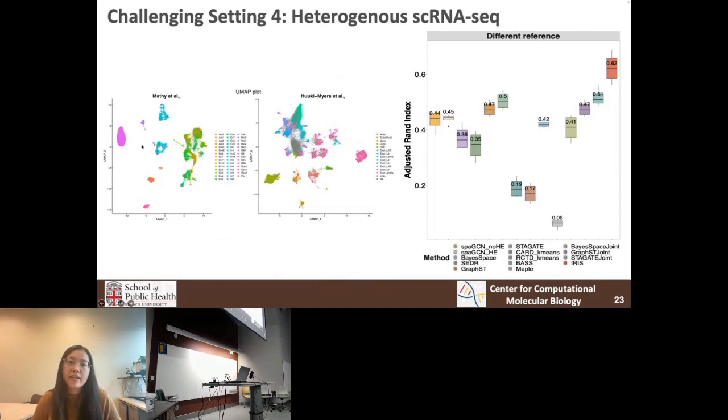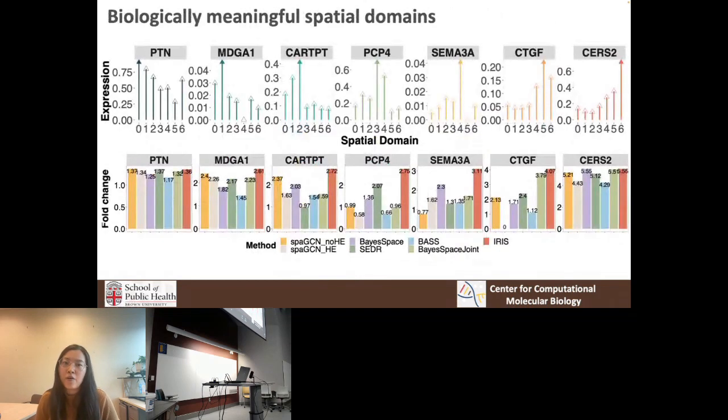And in this data, we can see that their resolution is different, and also the technology used to generate the single-cell reference data is different. And still, IRIS performs substantially better, which indicates the robustness of our method to the reference choice. And finally, we also find that our detected domains are more biologically meaningful.